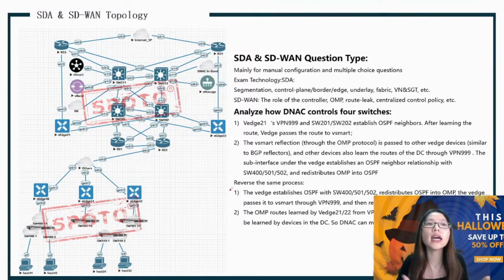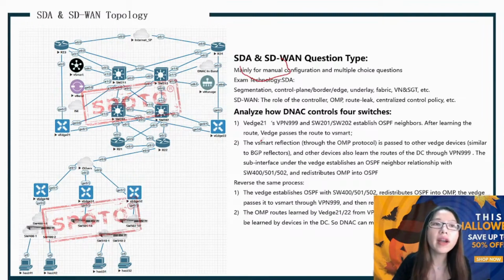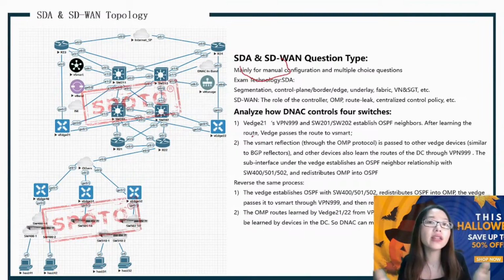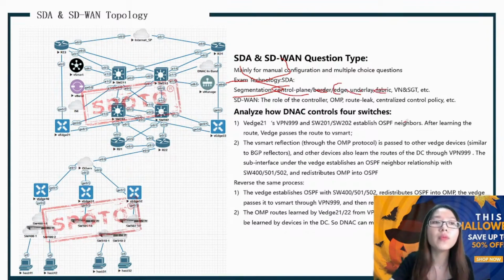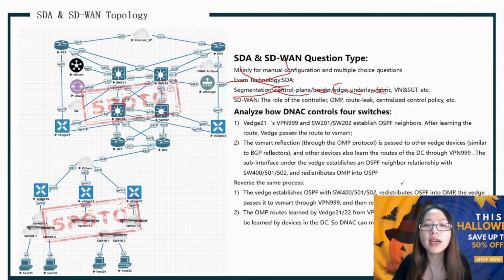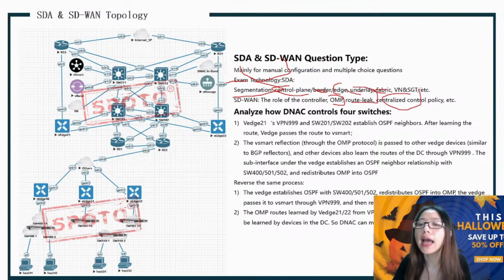Okay, so let's take a brief look at the technical points used in SDA and SD-WAN. For SDA, I listed several knowledge points. You can see segmentation, control plane, border, edge, underlay fabric, VN and SGT, and so on. So these belong to our SDA. And for SD-WAN, you must know the role of the controller, OMP, route leak, centralized and control policy, and so on.